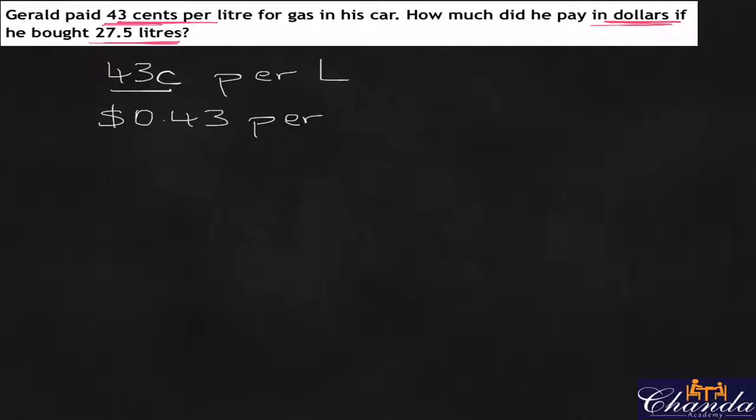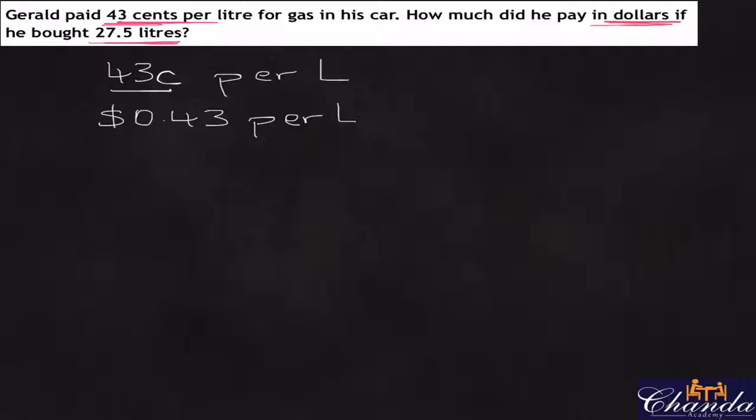So it says that he paid 43 cents per liter for the car. However, the question asks us to answer it in dollars. And then it says how much did he pay for 27.5 liters. So let's just write this information out. So it says 43 cents per liter. Now 43 cents in dollars is simply $0.43 per liter.